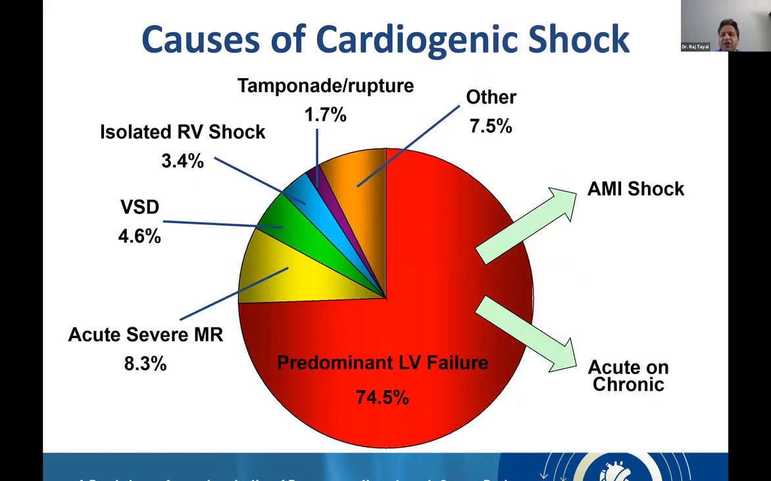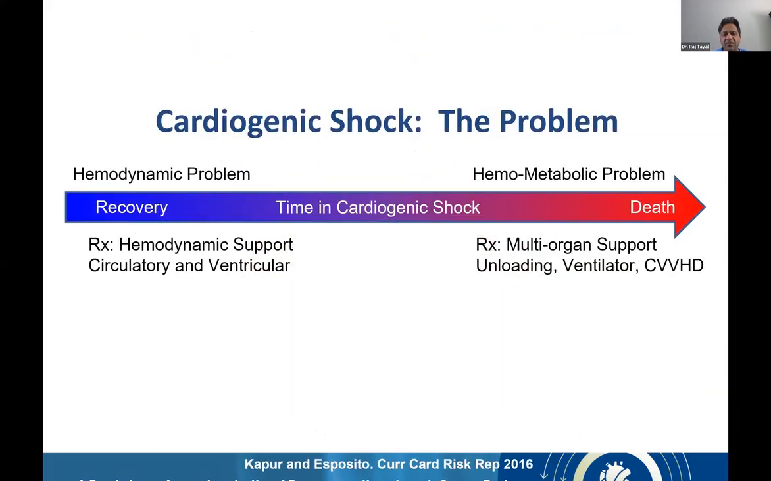Now, the major causes of cardiogenic shock are well-defined and relatively well-known to most. Of course, acute myocardial infarction is the lion's share of the etiology of shock, with valvular heart disease and isolated RV shock contributing to that as well.